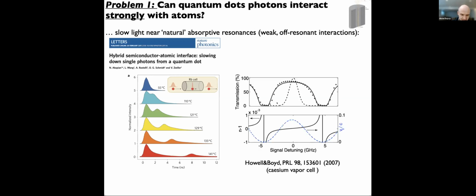What this is based on is the refractive index of a two-level system. If you approach the resonance of a two-level system, you get a slight slope in the refractive index, which translates into a reduced group velocity. You can get group velocities on the order of c over 10 or sometimes even c over 100. This was actually demonstrated relatively recently, given how simple it is, first by Howell and Boyd in 2007.